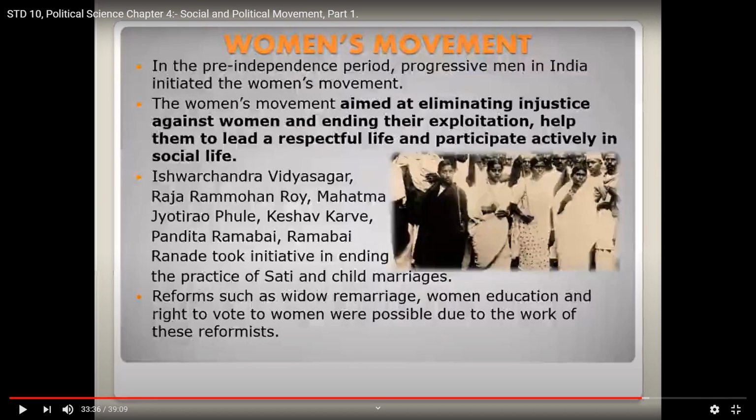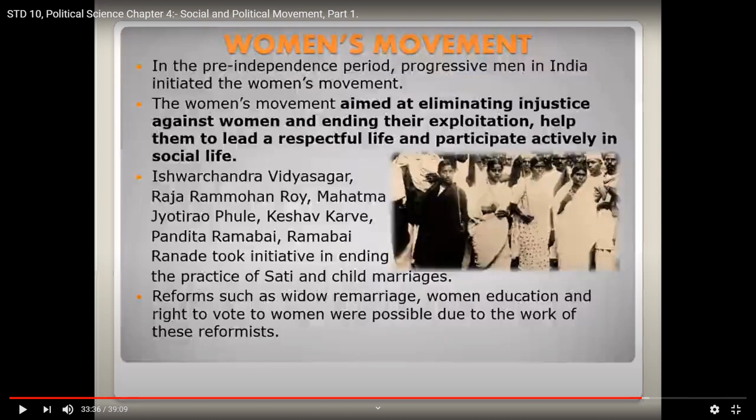Women's movement. In the pre-independence period, progressive men in India initiated the women's movement. The women's movement aimed at eliminating injustice against women and ending their exploitation, helping them to lead a respectful life and participate actively in social life. Ishwar Chandra Vidyasagar, Raja Ram Mohan Roy, Mahatma Jyotirao Phule, Keshav Karve, Pandita Ramabai Ranade took initiative in ending the practice of sati and child marriages.